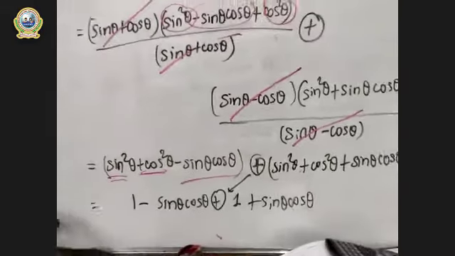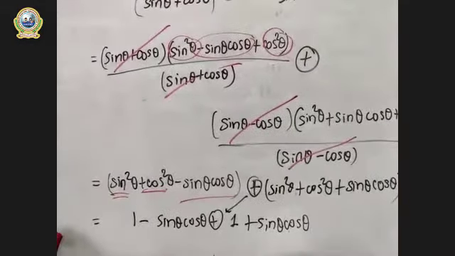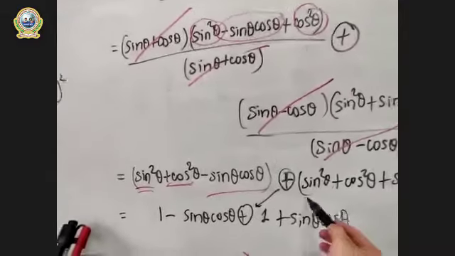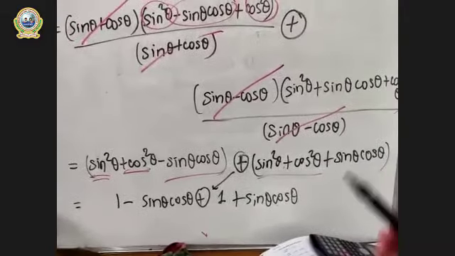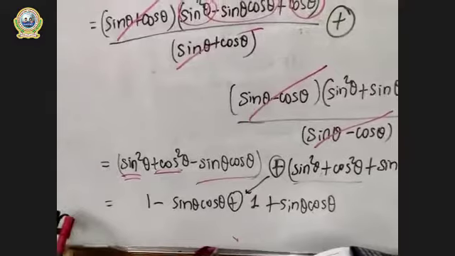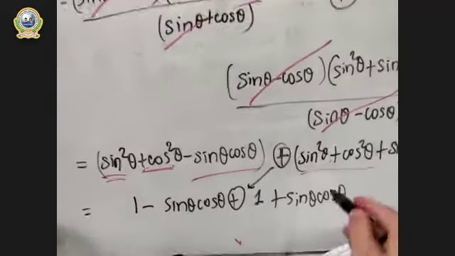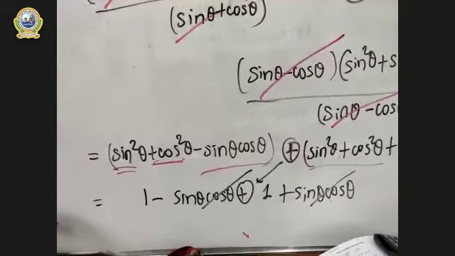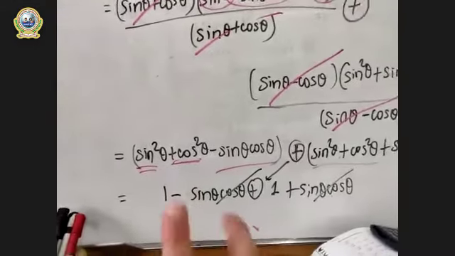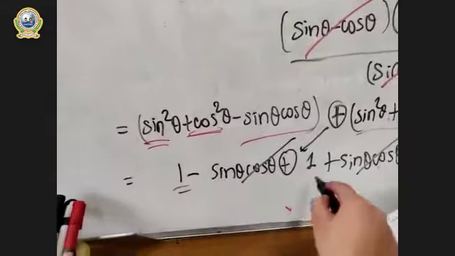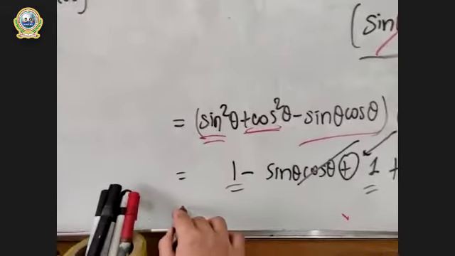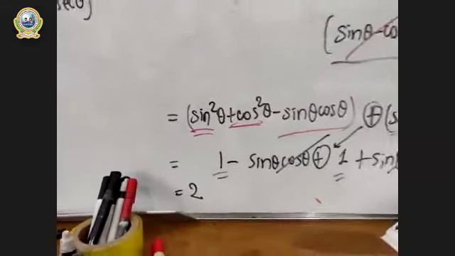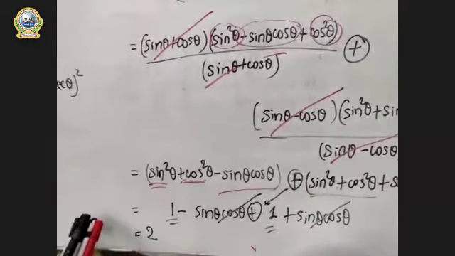Is it clear? Look at here. Sine square plus cos square is equal to 1 for this part, and the end part has been copied as it is. Now you can look very clearly, these two are getting cancelled, right? Minus sine cos plus sine cos are being cancelled. Now we have only two numbers left, this 1 and this plus 1, right? And 1 plus 1 will result 2. Is it clear? Now the question has been solved completely.